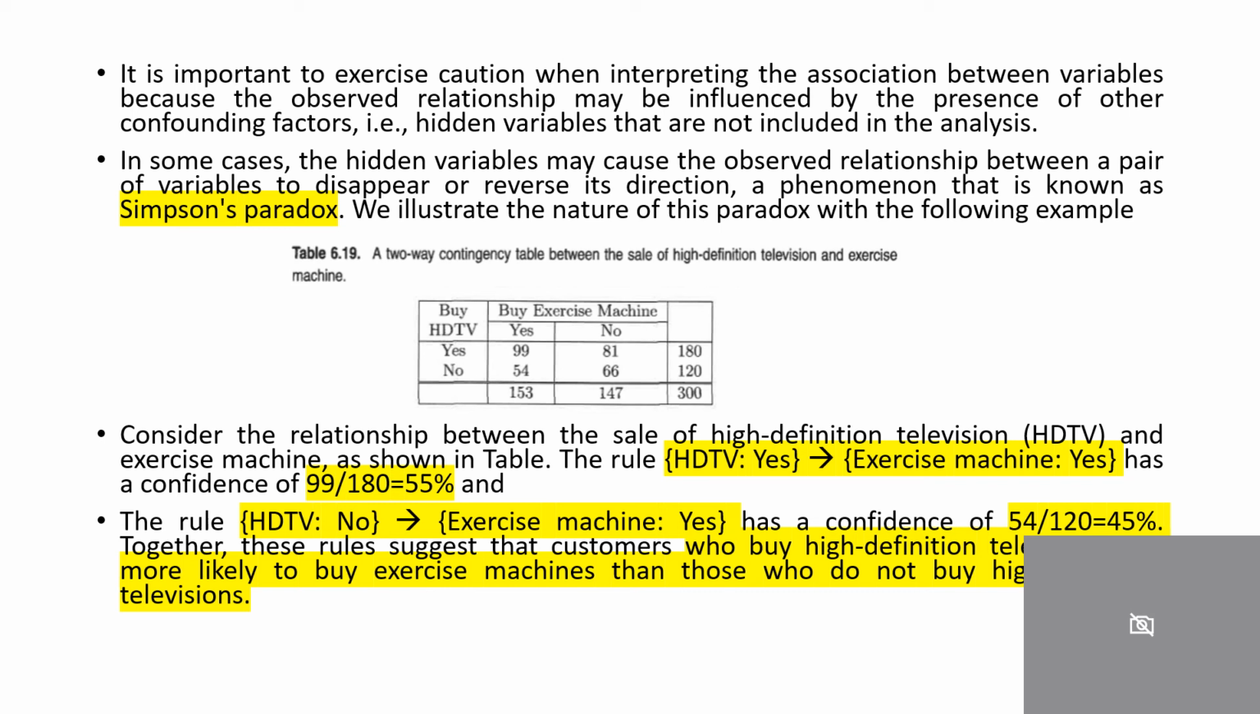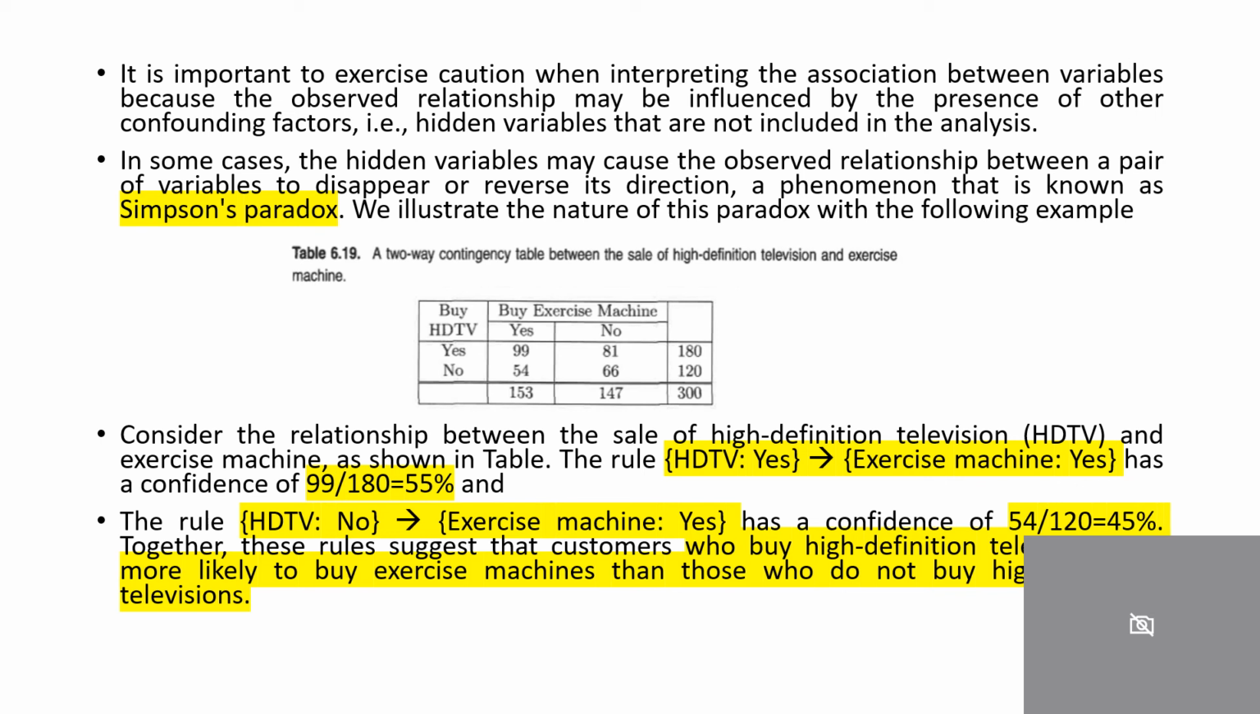This 180 indicates the total number of persons who have purchased the HDTV. Similarly, this 54 count indicates the number of persons who have only purchased the exercise machine. Like that, we can interpret these numbers.